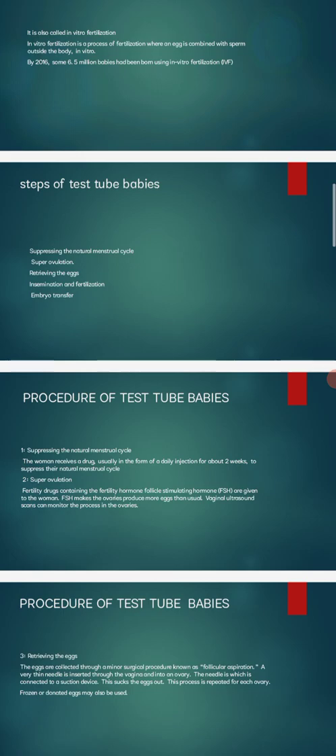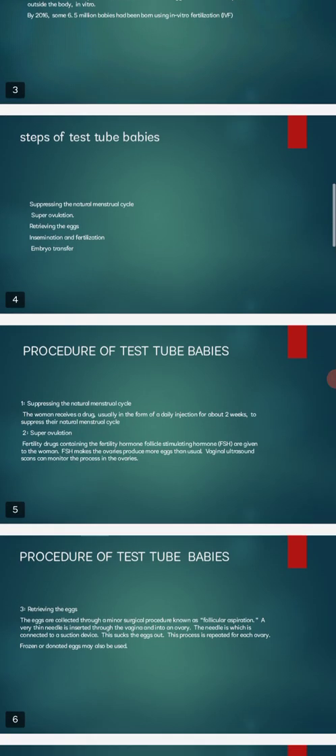natural menstrual cycle. Superovulation. Fertility drugs contain the fertility hormone, follicle stimulating hormone, which is given to the woman. FSH makes the ovaries produce more eggs than usual. A vaginal ultrasound scan can monitor the process in the ovaries.